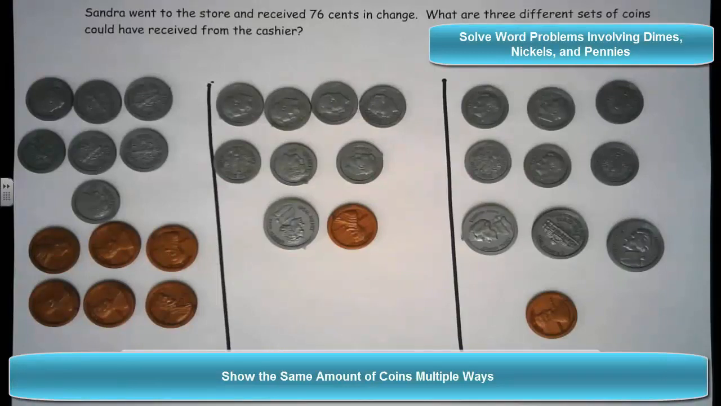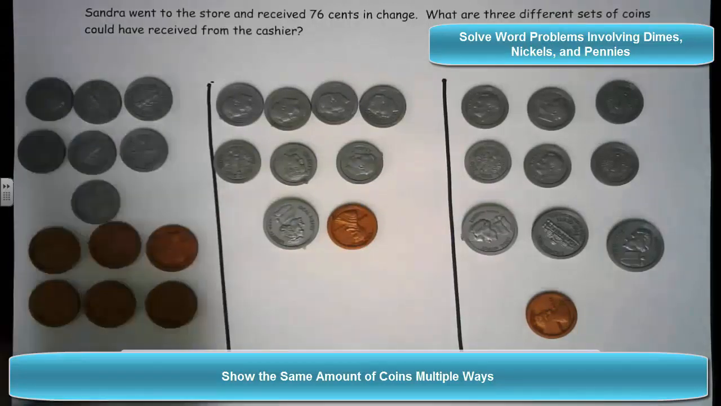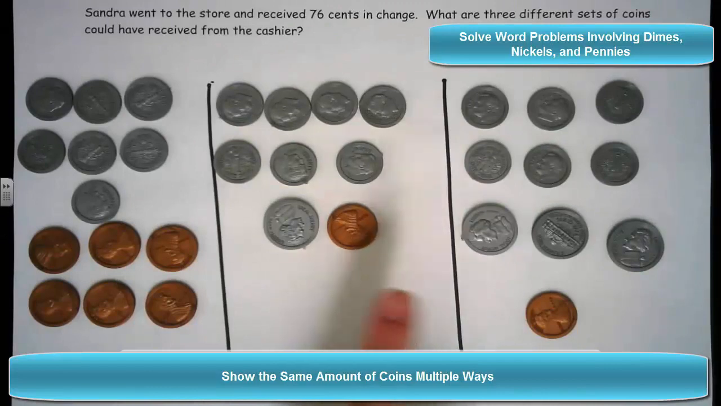Here's an example of a word problem that involves money. Here, a student needs to show 76 cents in change 3 different ways. So in the space below, there are 3 different combinations of coins where a student will make 76 cents.